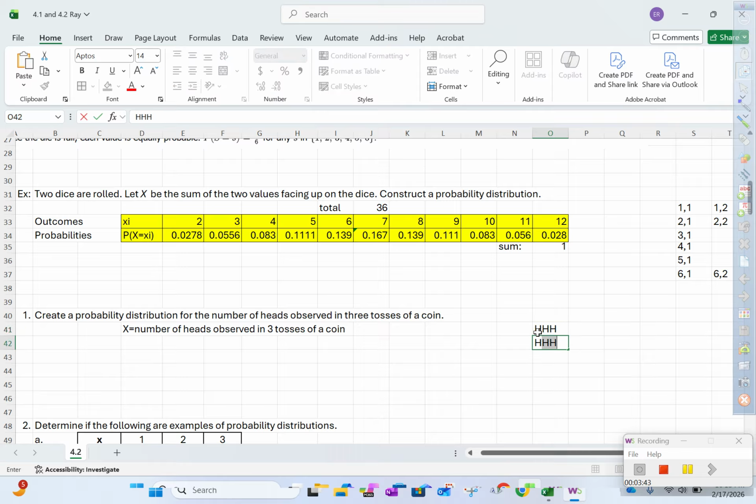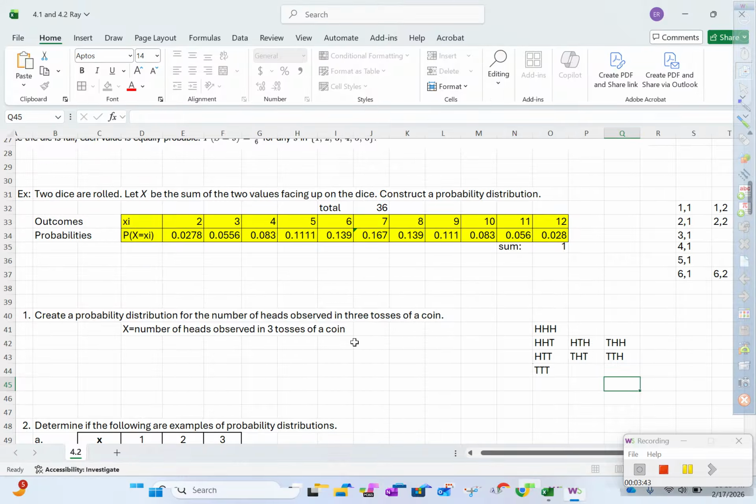I could have heads, heads, tails, or heads, tails, heads, or tails, heads, heads. So I started out with 3 heads, and then I showed what 2 heads could look like. Now I'm going to go to 1 head. So HTT, THT, putting that head in the middle, or it could be at the end. And then similarly, I could get all heads, but I could also get no heads, which is all tails. So those are my outcomes, and there are 8 total.